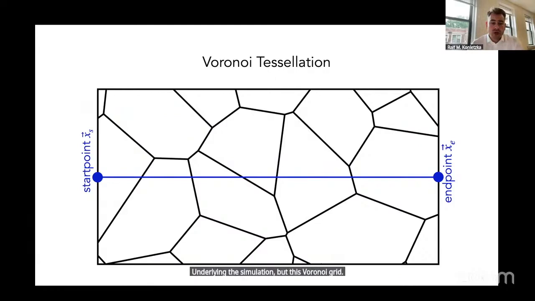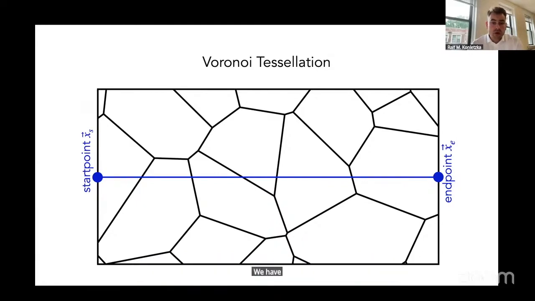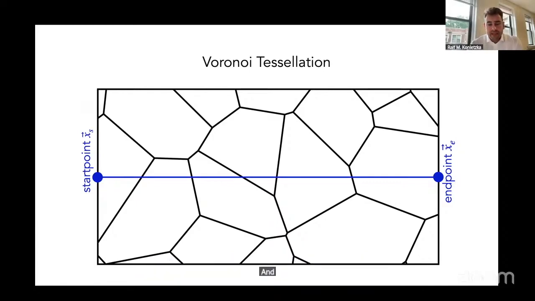And if you want to know how many electrons were accumulated from the start to the endpoint shown here in blue, we have to reconstruct all the line segments that were crossed within this Voronoi tessellation. And we developed an algorithm that does this on the fly, and I will outline the algorithm shortly.